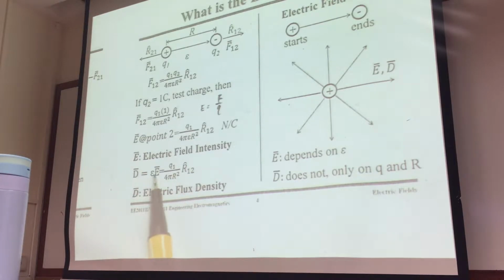Okay, D is epsilon E. This is the constitutive relationships of the Maxwell equations. I write it over there, right? You have 3 constitutive equations. D equals epsilon E. J equals sigma E, right? B equals mu H. Do I need to write it again?